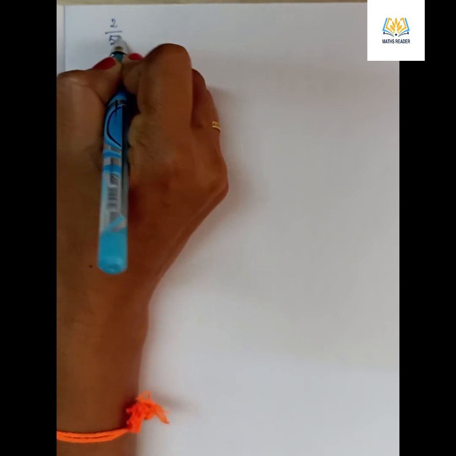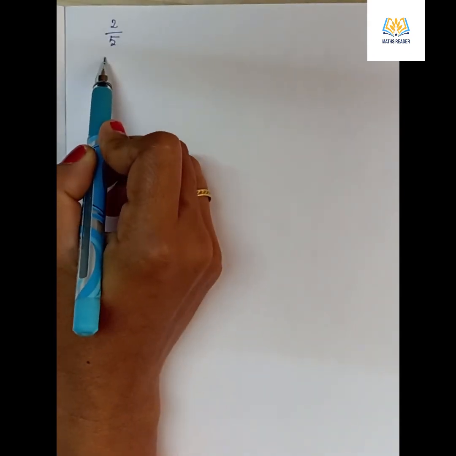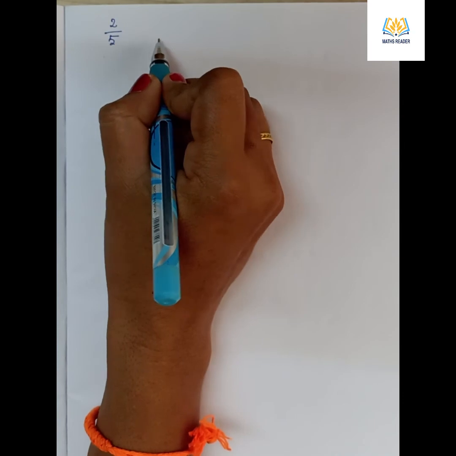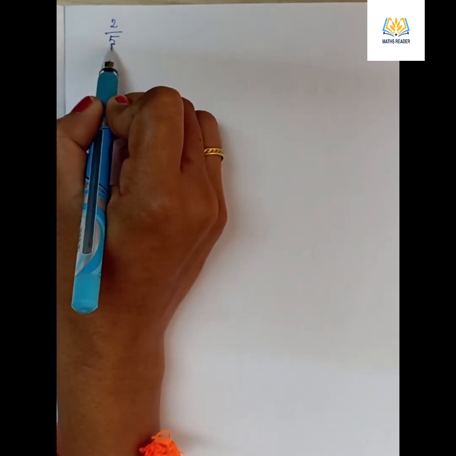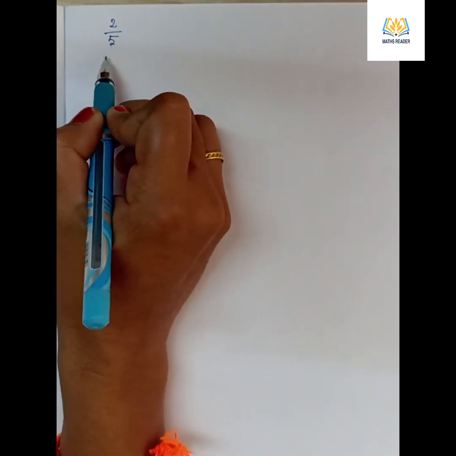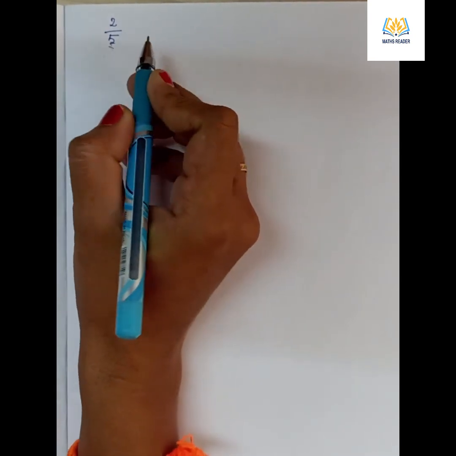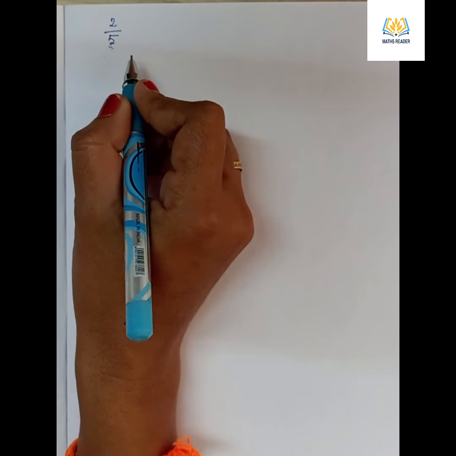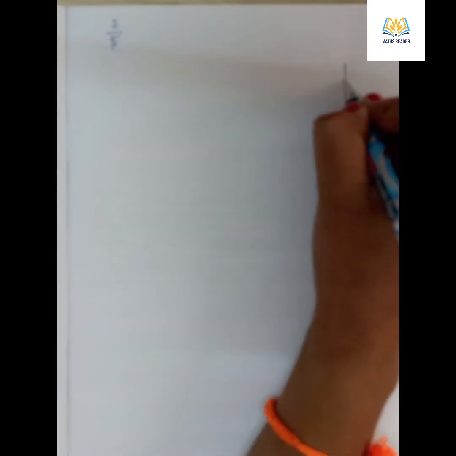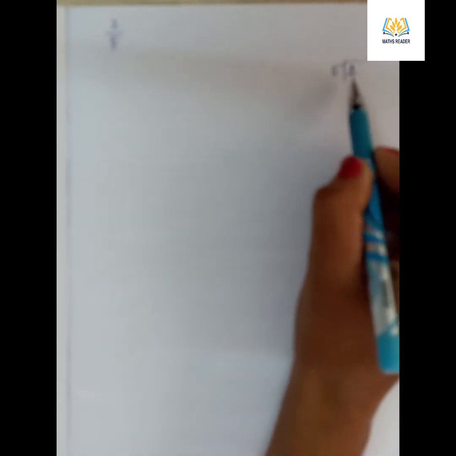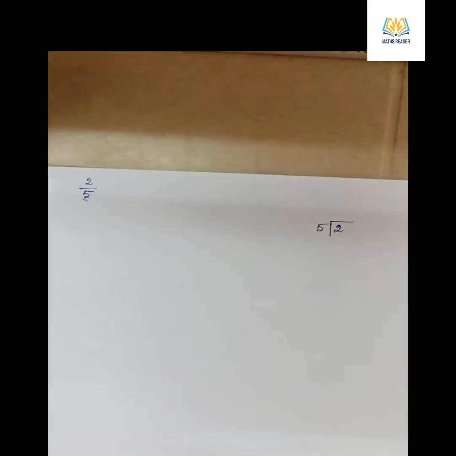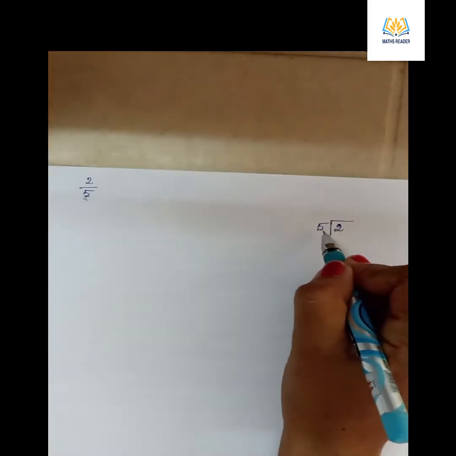Now let us represent the number 2 by 5. This is a rational number. We are going to represent 2 by 5 on a number line. For that we need to find where this point is located on the number line. To find that, we are going to divide 2 by 5.